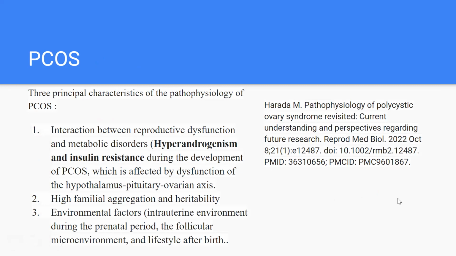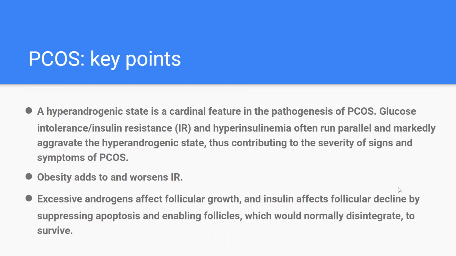This is because of the dysfunction in the hypothalamus, pituitary, and ovarian axis. They also have a familial aggregation and heritability, and there are environmental factors also to be considered. Here's an article that I reviewed for detailed information if you would like to read on that.